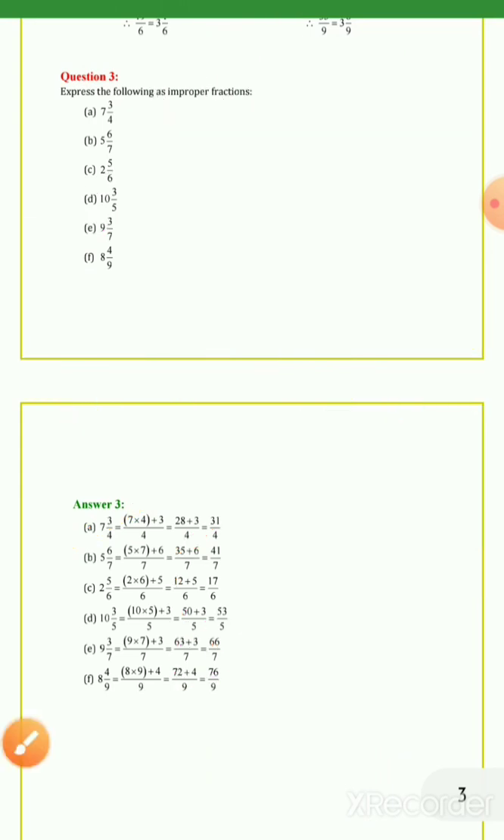So you should know the definitions of proper fraction, improper fraction, and mixed fraction for your exams also. Learn all the definitions, learn the chapter completely, practice all the questions, and prepare for your exam.